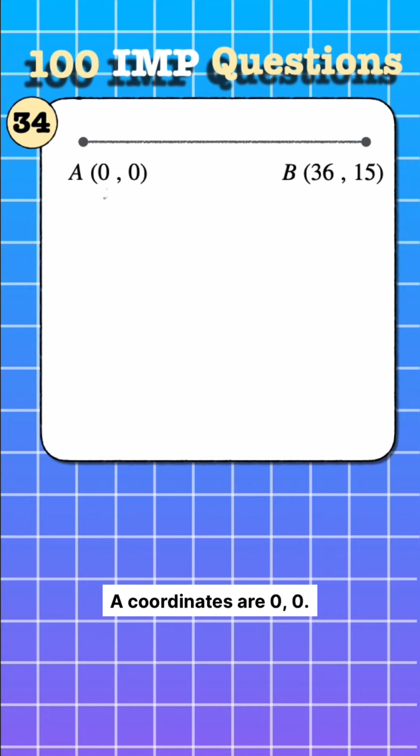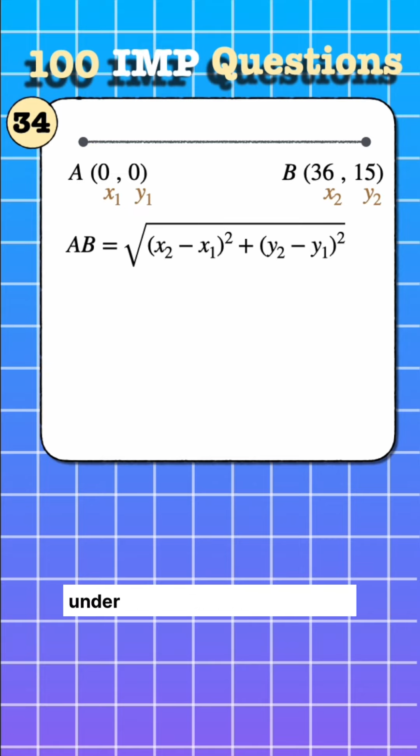A coordinates are 0, 0, B coordinates are 36, 15. So we can easily calculate distance between them by using the distance formula. So AB is equal to under root x2 minus x1 bracket square plus y2 minus y1 bracket square. Let's say x1 and y1 are the coordinates of A point, x2 and y2 are the coordinates of B point. You can take otherwise also.